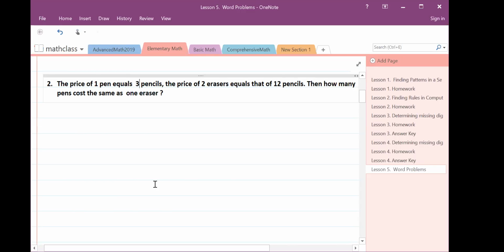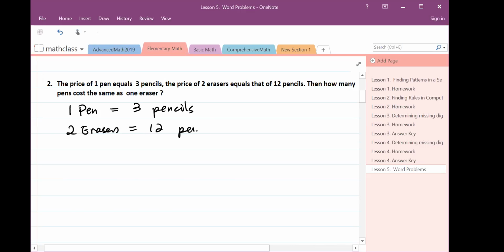So, okay, let's see. One pen equals three pencils. And the two erasers, you write down this, right? Two erasers equals 12 pencils, and I want to know one eraser, how many pencils? So you just need to know one eraser. Two erasers is 12 pencils, so you divide by two, so one eraser equals six pencils. Then, because one pen equals three pencils, six pencils equals what? Two pens, right? So that's why it's two pens. So one eraser equals two pens.